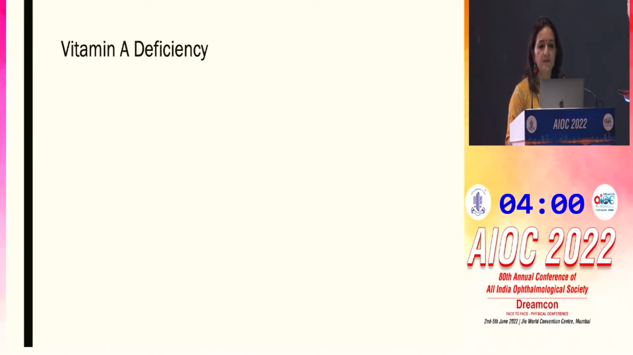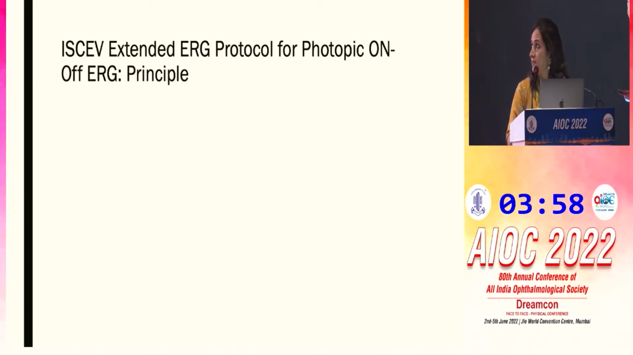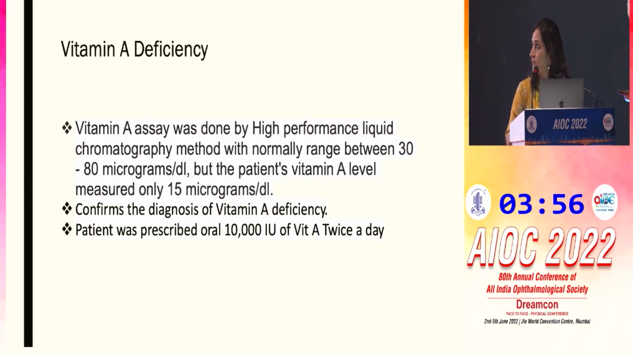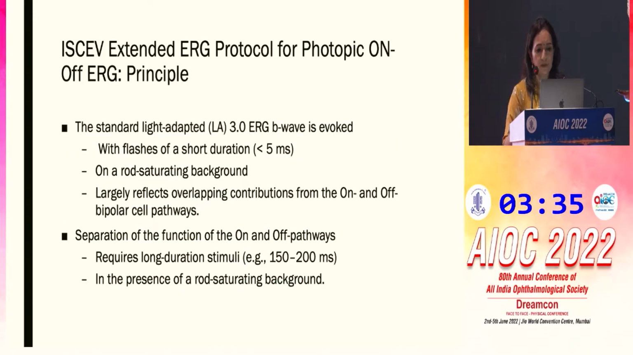We got the vitamin A levels done, and the vitamin A assay showed that the normal range is between 30 to 80 micrograms per deciliter, and it was only 15. The patient was prescribed an oral vitamin A supplement. The patient is yet to come for a follow-up. I'm sure, as Dr. Purnachandra showed in his slide, the responses would be better.